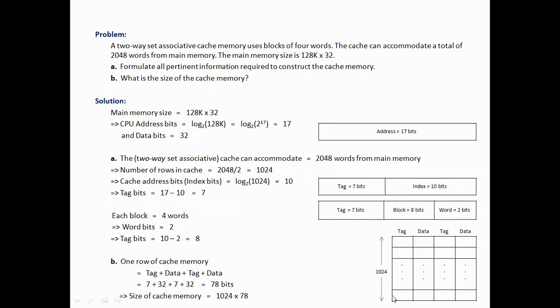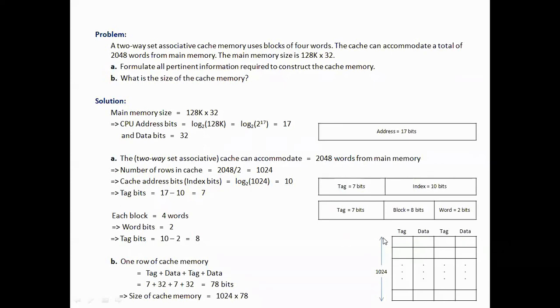So this is a two-way set associative cache. Two-way, so it is tag data, tag data. How many rows are there? 1024. How many words in total will be stored? One word here, one data here, second here, third here, fourth here. Obviously the total will be 2048.